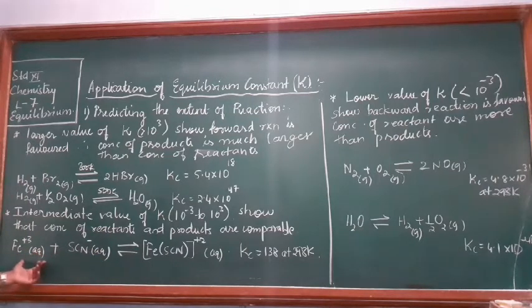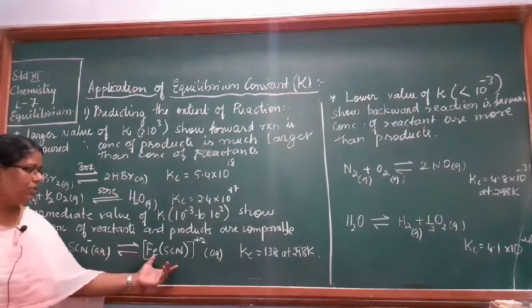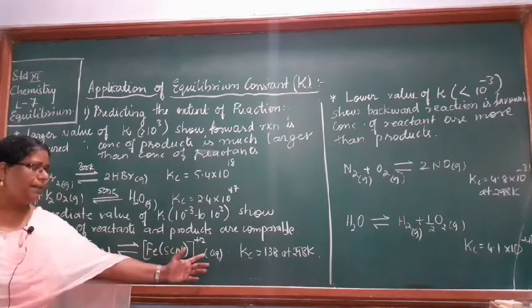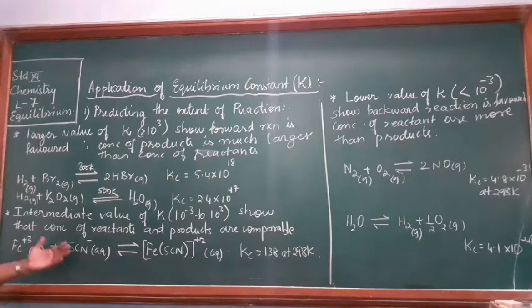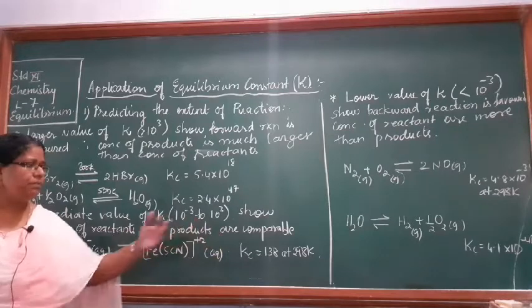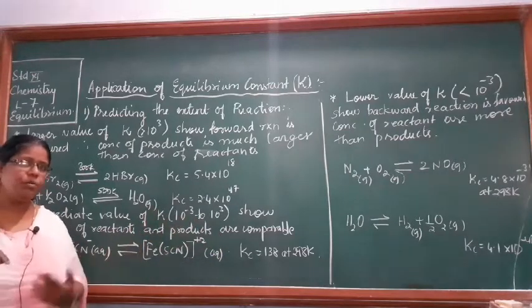This is a reaction where Fe plus 3, in the aqueous form, and thiocyanate ion again in the aqueous form, is giving you the complex ferric thiocyanate, all in the aqueous form. This is another example of homogeneous equilibria in the aqueous form. Okay. And here you find that the Kc value is 138 at 298 Kelvin, that is at room temperature.